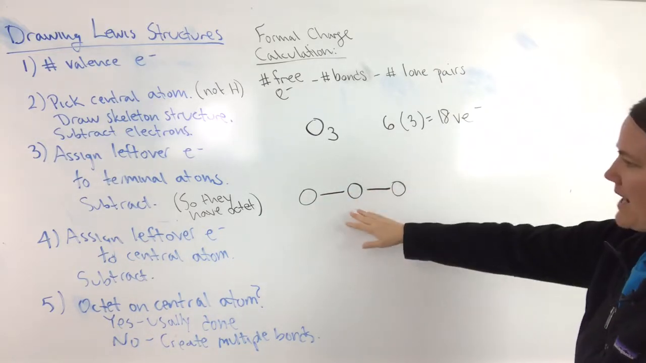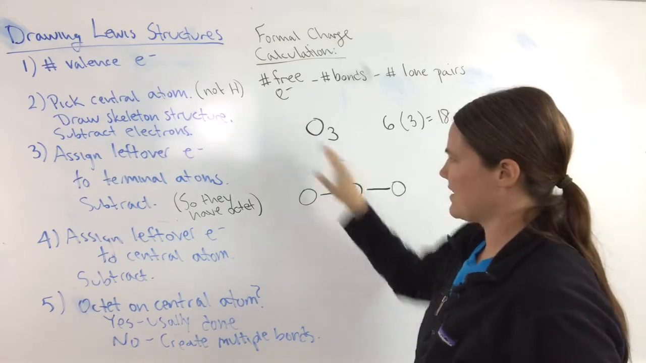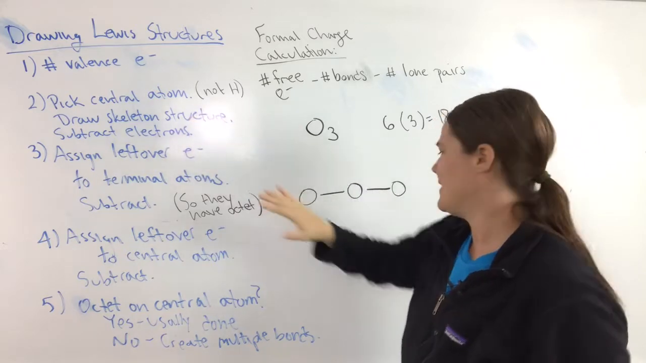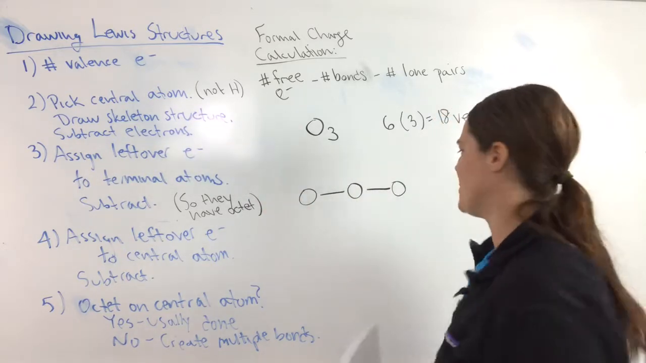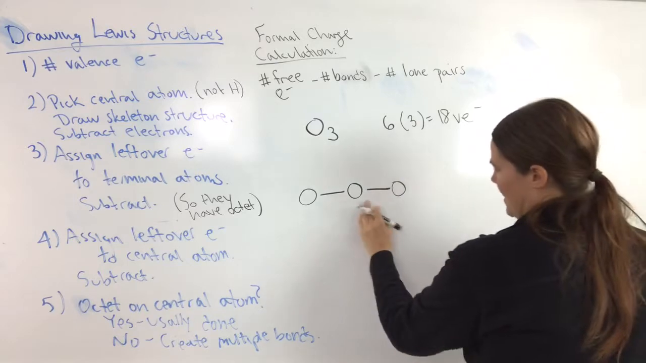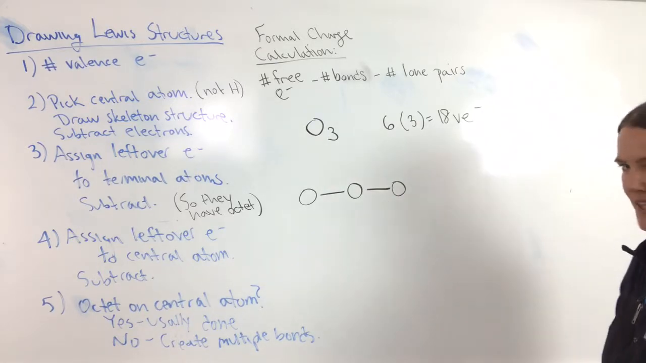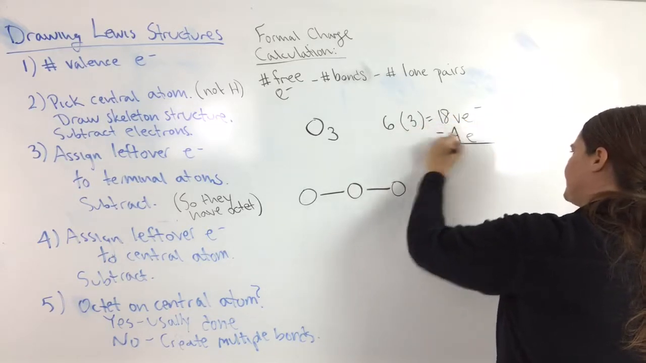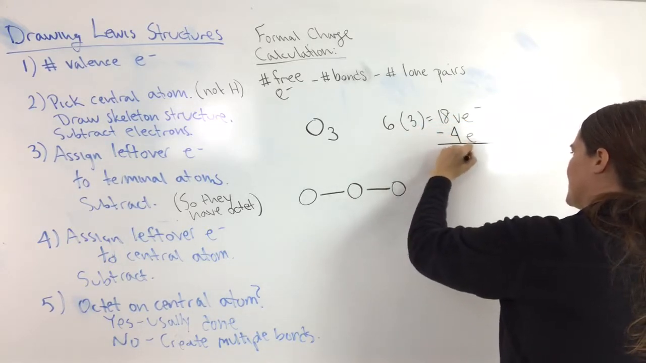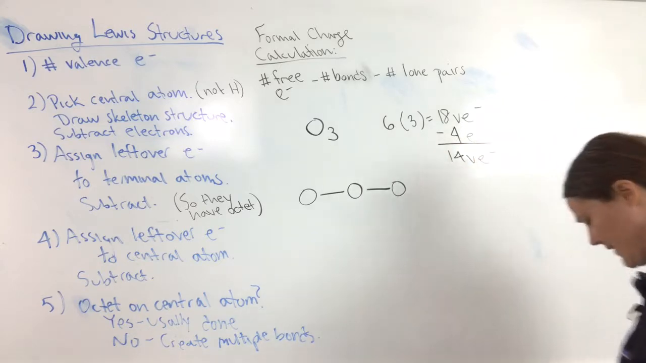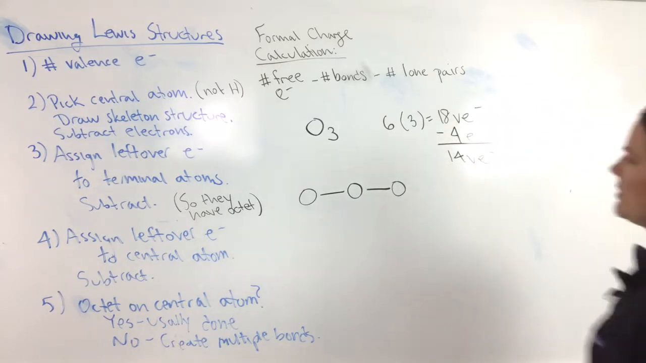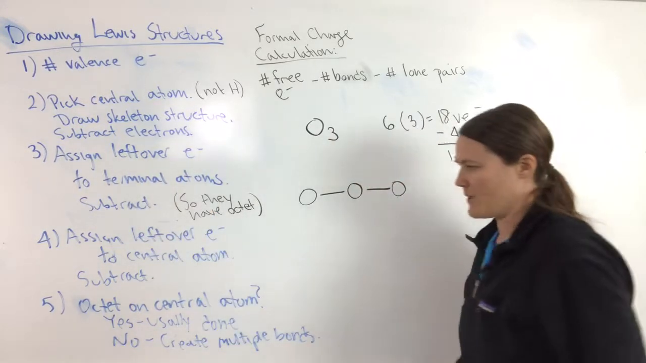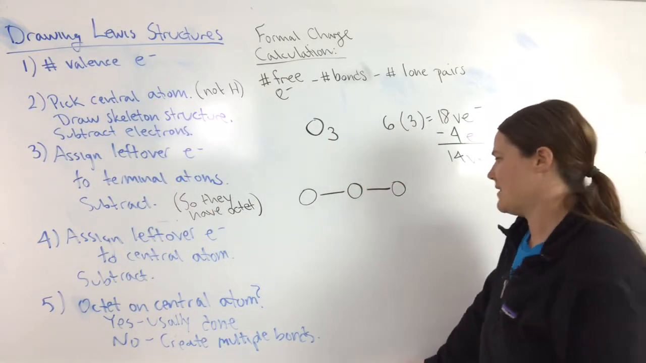So if we go back, we have our central atom, we have our skeleton structure. Now we need to subtract the electrons that we accounted for with these bonds. So we have 2 bonds. Each bond accounts for 2 electrons. So that means we have minus 4 electrons. So we have 14 valence electrons left. So now we go to the next step: assign leftover electrons to the terminal atoms so that they have an octet.